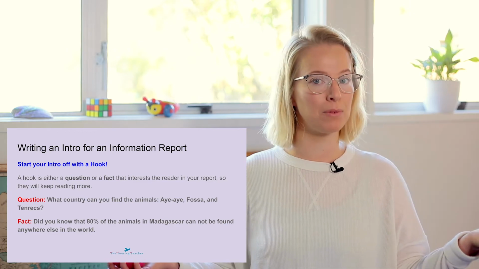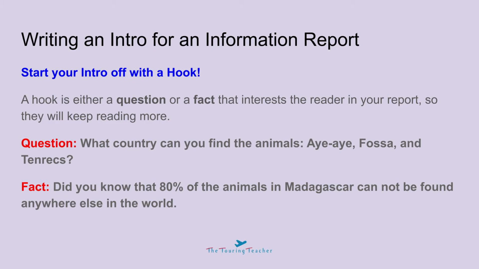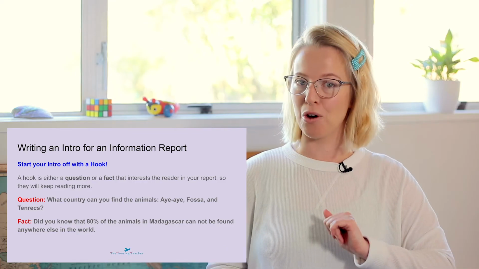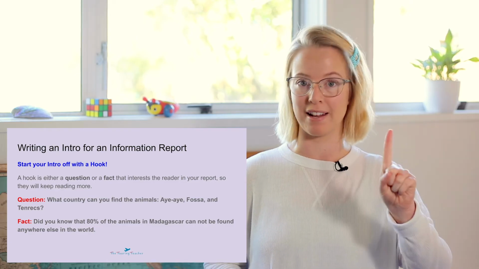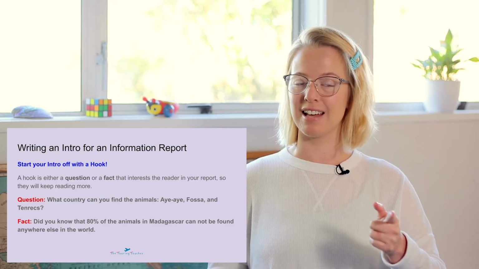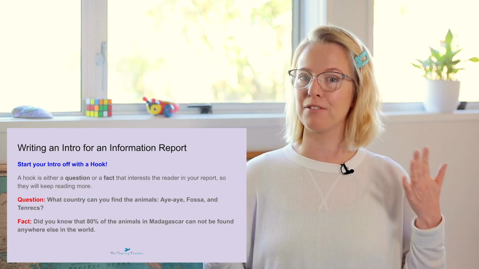And you guys can help me with which one you think is more interesting or a better hook. We have the question, what country can you find the animals fossa and tenrec? Or my fact, did you know that 80% of the animals in Madagascar cannot be found anywhere else in the world? Okay, so those are my 2 options, my question or my fact to be my hook. I'm only going to pick one. So I wonder which one you guys liked better. I think for this I might go with the fact to start off my report.